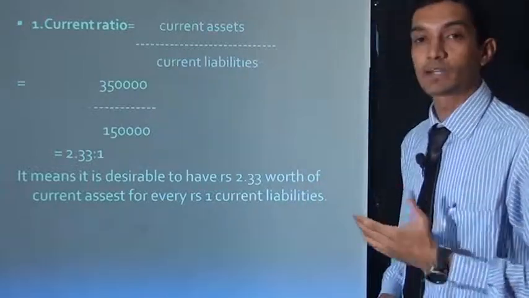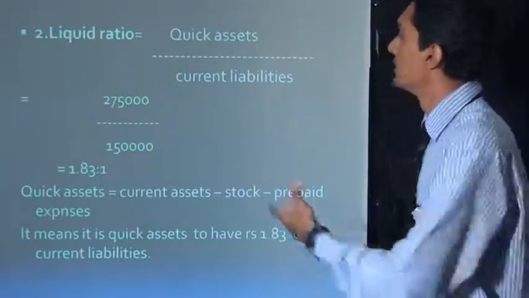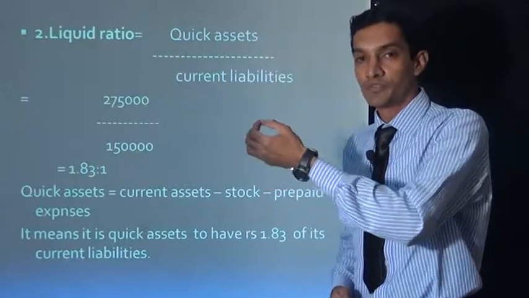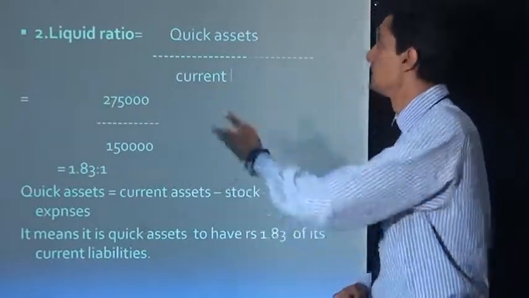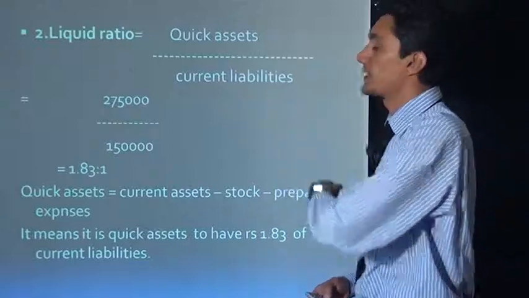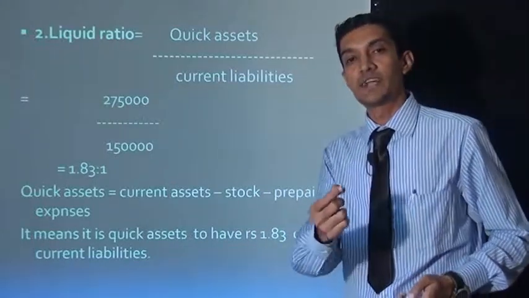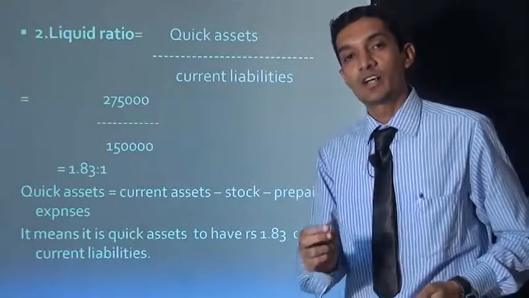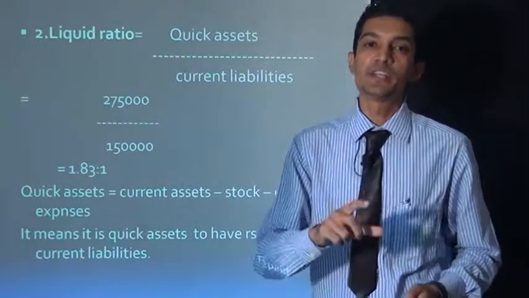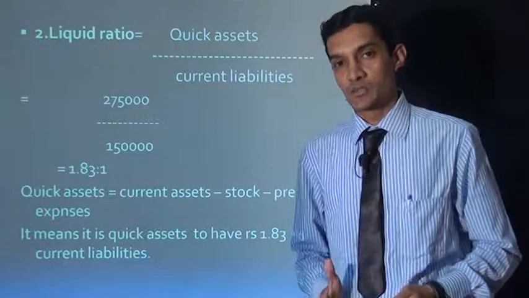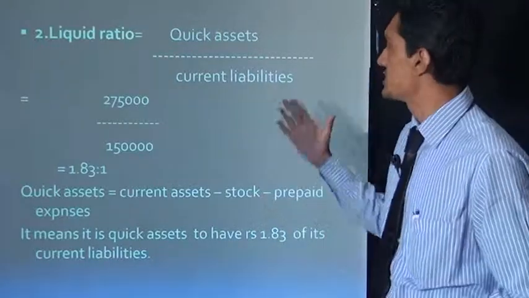Now the next ratio we are calculating is the quick ratio, also called the liquid ratio. We both speak of the same thing by different names. It is only quick assets divided by current liabilities. I already told you what quick assets are. They are converted into cash within 1 year, so they are known as quick assets.